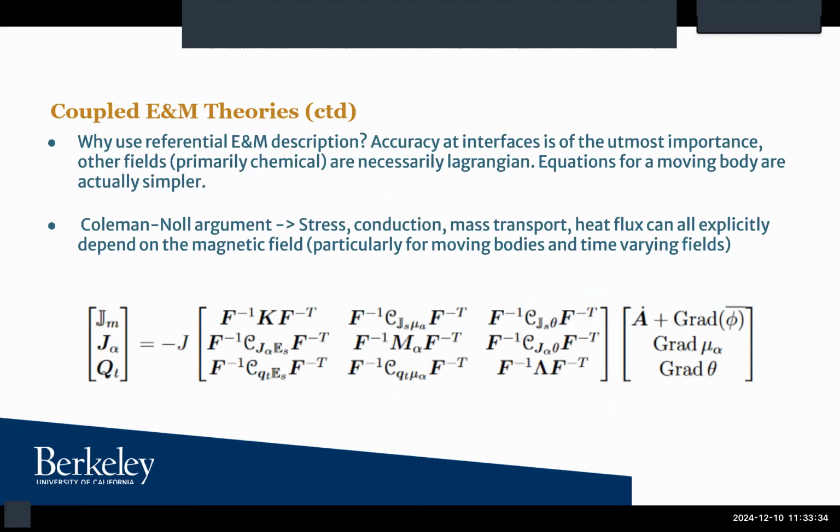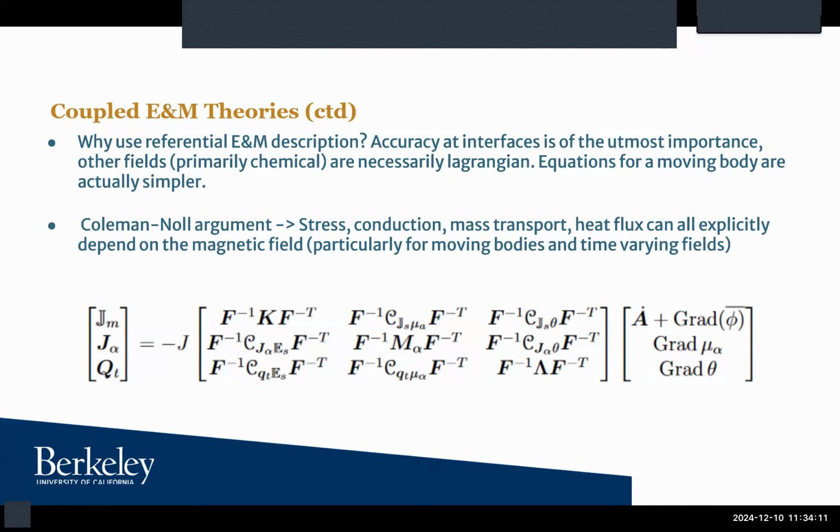And so finally, I'll touch on why a referential electromagnetic description is actually favorable here. In some cases, people have used, in similar problems, say an Eulerian mesh for the electromagnetic field, and then a Lagrangian mesh for their material, or some similar ALE method. Well, here, accuracy at the interfaces is of the utmost importance. We need to get that right. Minimizing interpolation there is pretty critical.